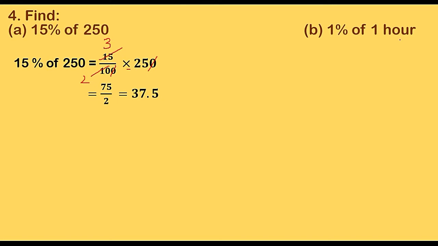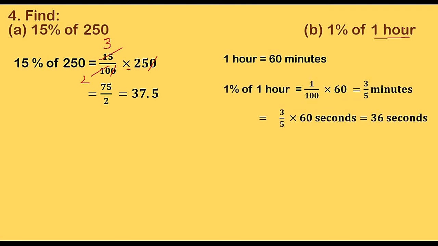1% of 1 hour. Now here we have 1 hour. What is the value of 1 hour? It is equal to 60 minutes. So 1% of 60 minutes we have to find. 1%, we can write it as 1 upon 100, multiplied by 60. Why 60? Because I have converted this 1 hour to 60 minutes.